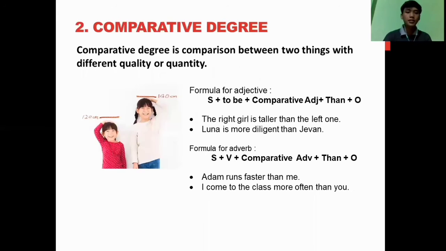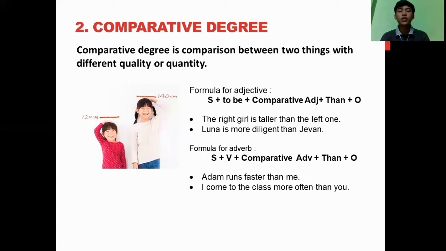Next is comparative degree. Comparative degree is a comparison between two things with different quality or quantity. So you can see the picture. There are two girls with different height.